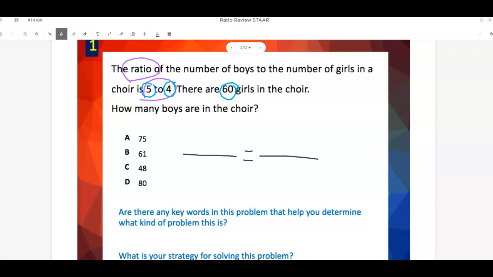Wait, so you have to write that whole thing? You don't have to write the question. You're just gonna make your proportion. You're gonna see if you can fill in the numbers and if you can solve it. So is it just like this, or is it flipped? So 5 goes with, 4 goes with the girls. Yeah, that's fine.